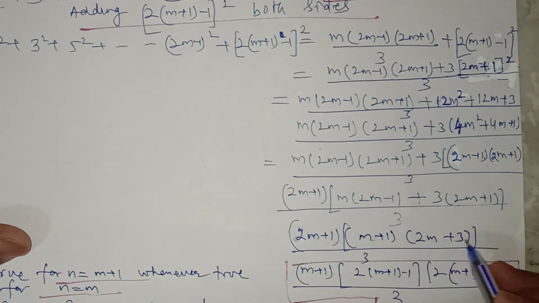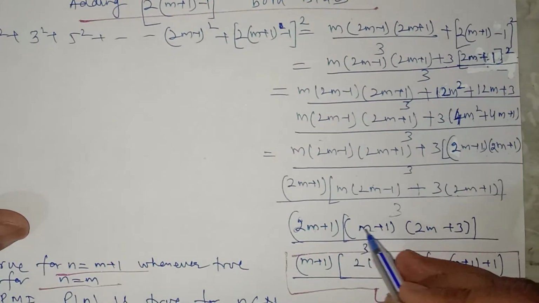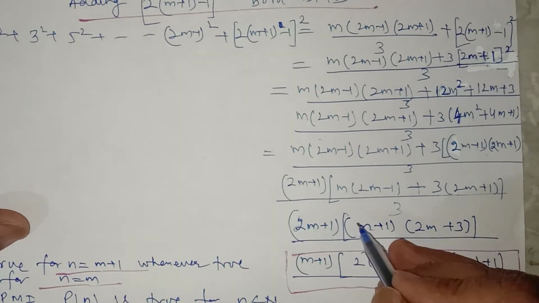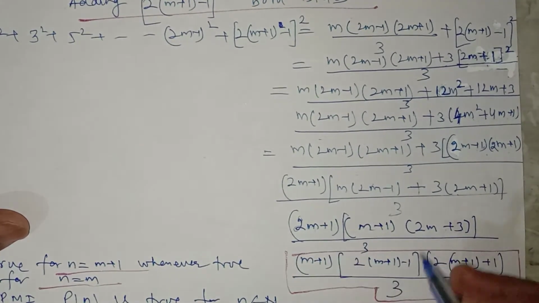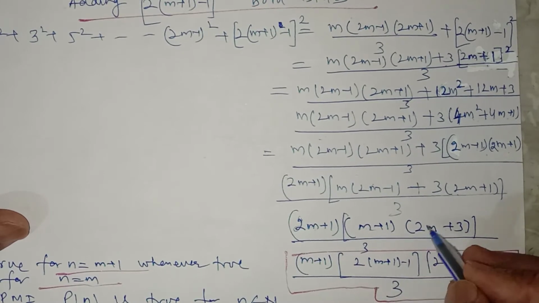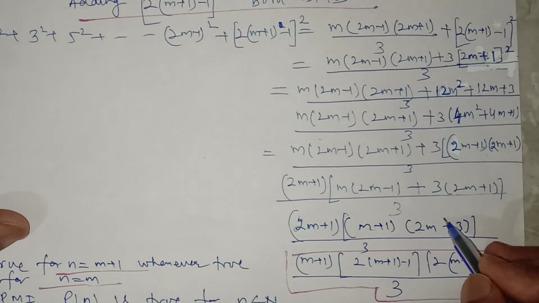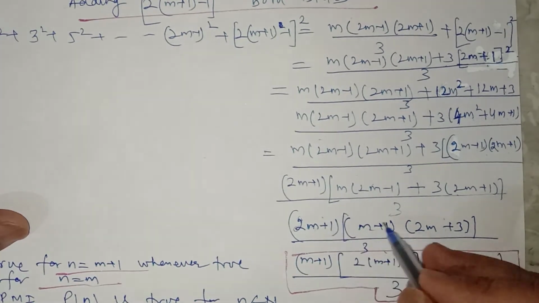M plus 1, 2m plus 3 upon 3. Now for m plus 1, you can write m plus 1 as it is. For 2m plus 1, you can write 2m plus 1 minus 1. For 2m plus 3, you can write 2m plus 1 plus 1. This is equal to this, and this is equal to this.